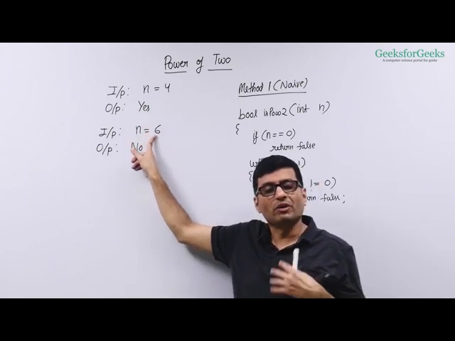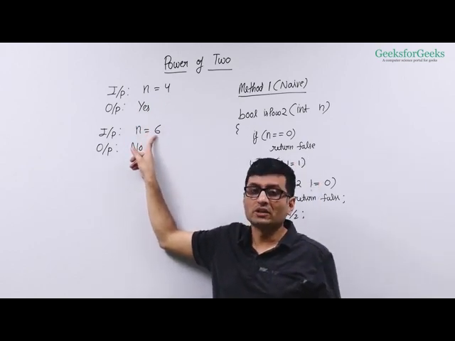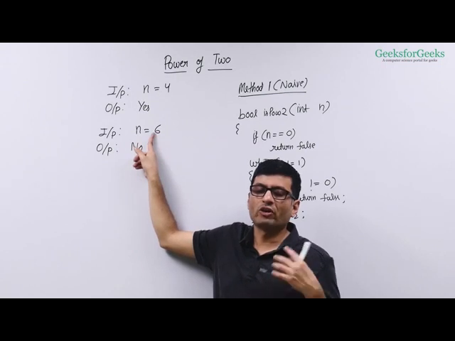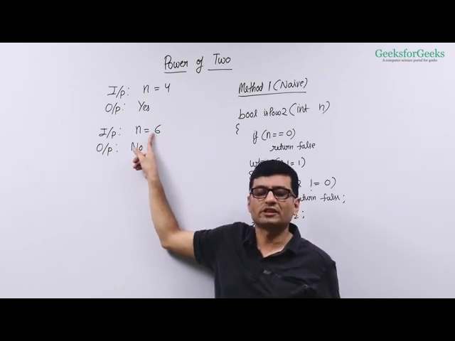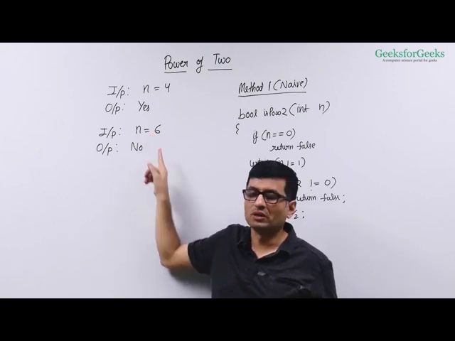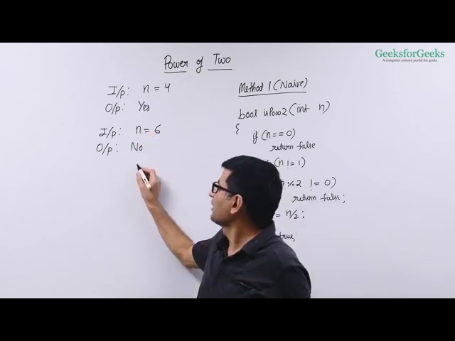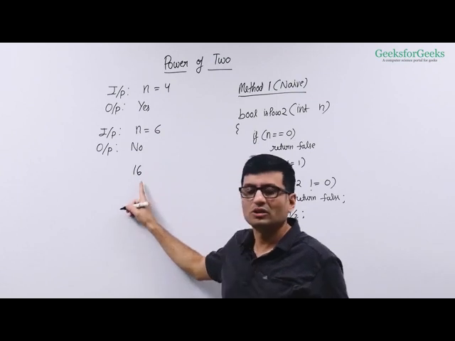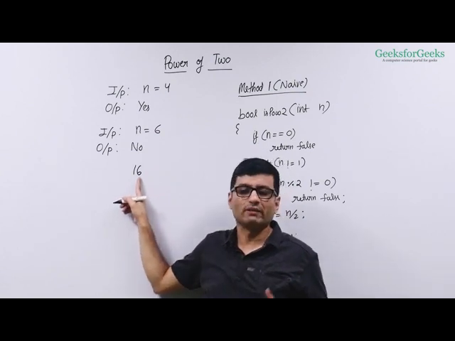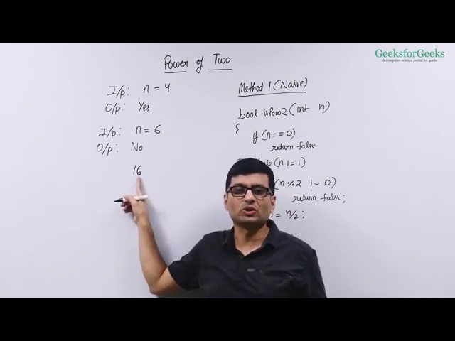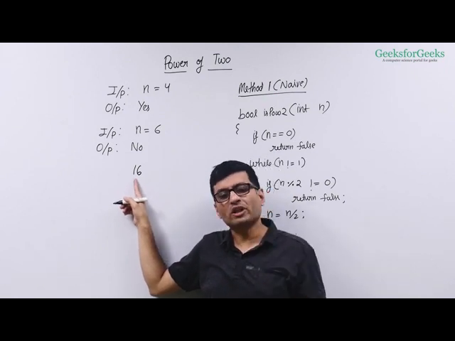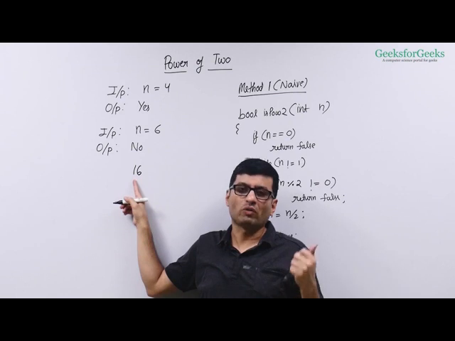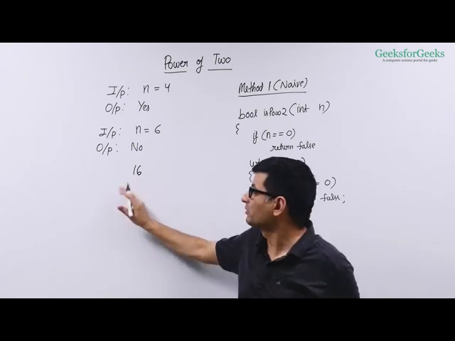6. If you divide it by 2, you will get 3. 3 is an odd number. So you did not get 1, but you got an odd number. So you say 6 is not a power of 2. Other examples, you have n equal to 16. You will divide it by 2, you will get 8. Divide by 2, you will get 4. Divide by 2, you will get 2. Divide by 2, you will get 1. So you never got any odd number. You got 1 at the end. So you say it's a power of 2.